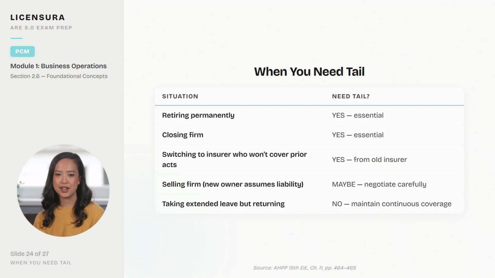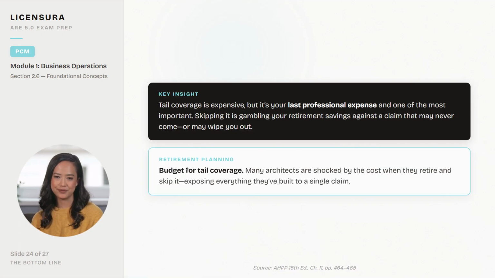When do you need tail? If you're retiring permanently, yes, essential. Closing your firm, yes, essential. Switching to an insurer who won't cover your prior acts, yes, buy tail from your old insurer. Selling your firm where the new owner assumes liability, maybe, but negotiate carefully. Taking an extended leave but planning to return? No, just maintain continuous coverage.